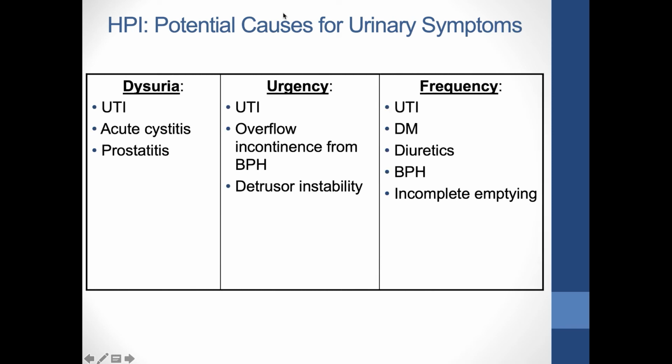Here I have a chart with some potential causes for urinary symptoms in our male population. With dysuria, it could be a urinary tract infection, acute cystitis, which is inflammation of the bladder, prostatitis, which is inflammation of the prostate. If they complain of urgency, they may also have a UTI. They may have overflow incontinence from BPH, it's an enlarged prostate. The detrusor muscle may be unstable. If they have frequency, it can be from urinary tract infections. It can be related to diabetes, diuretic use, again, BPH, and just incomplete emptying of their bladder.